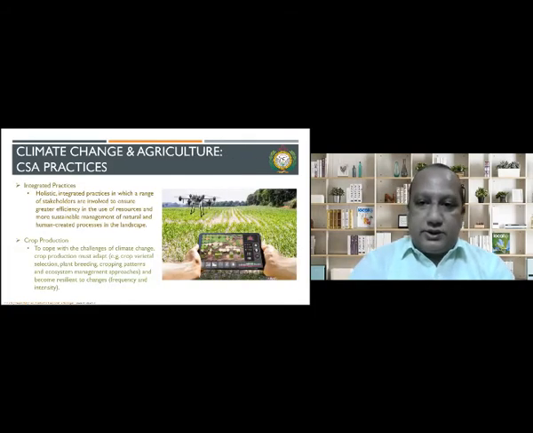So they have suggested some practices like integrated practices. First of all, the motive is to have greater efficiency in use of the resources, and more sustainable management of natural and human-created processes in the landscape. So again, these are some of the points that I have noted down, but the thing that we can remember is the efficiency in use of our resources.